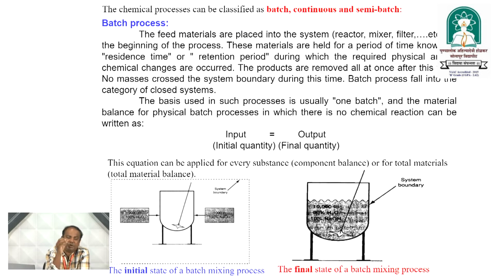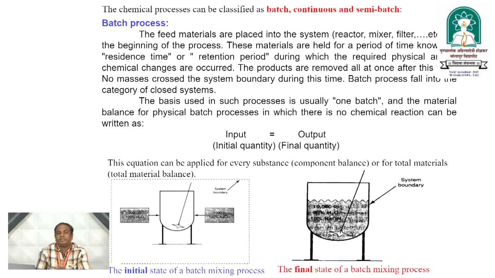Why batch process? Because we allow the chemicals to enter for the first time, and we are not letting any other chemical be added further into the system. Once we have added the chemicals one time, they remain in the system for a certain period until the chemical reaction takes place. Once the reaction is completed, we take out all the chemical product at once from the system. Such processes we call batch processes.